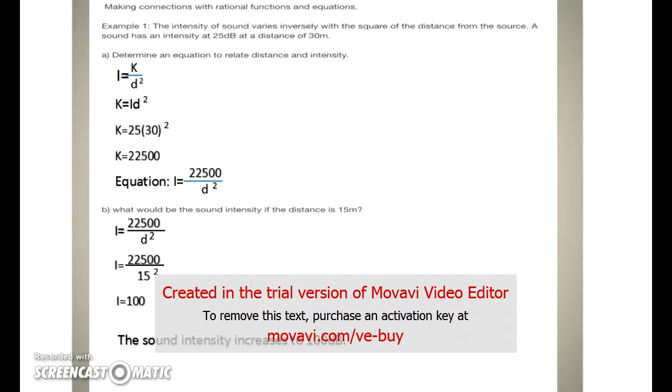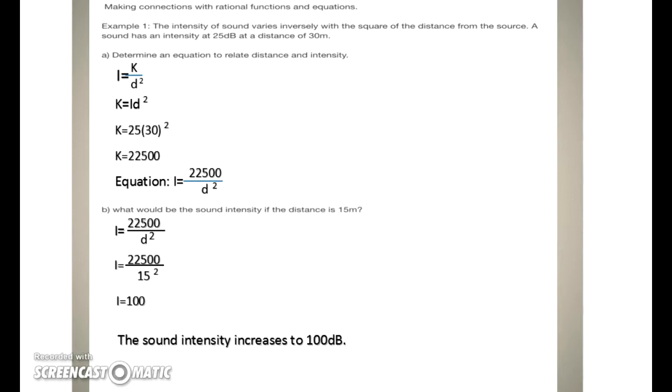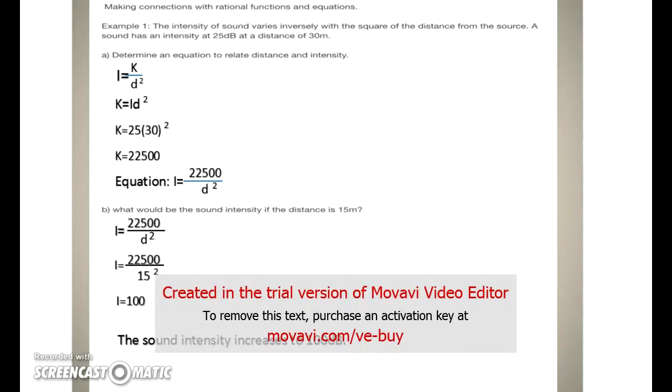B. What would be the second intensity if the distance is 15 meters? I equal to 22,500 over d squared. I equal to 22,500 over 15 squared. I equal to 100. The sound intensity increased to 100 dB.